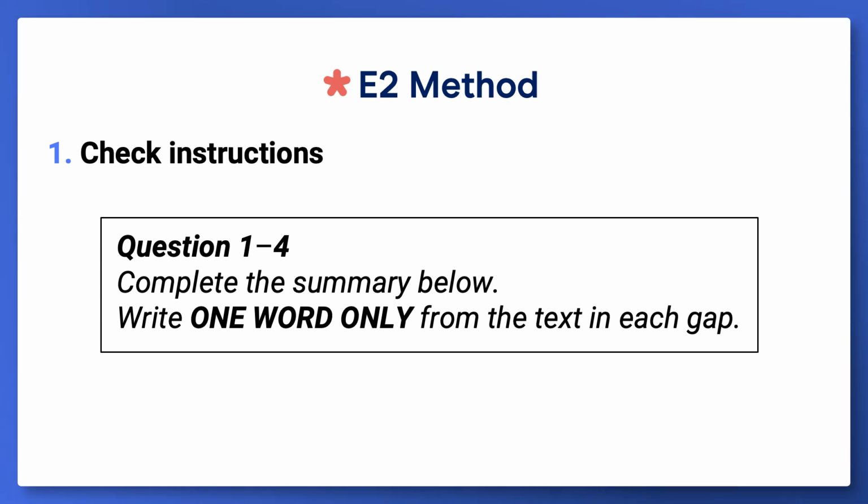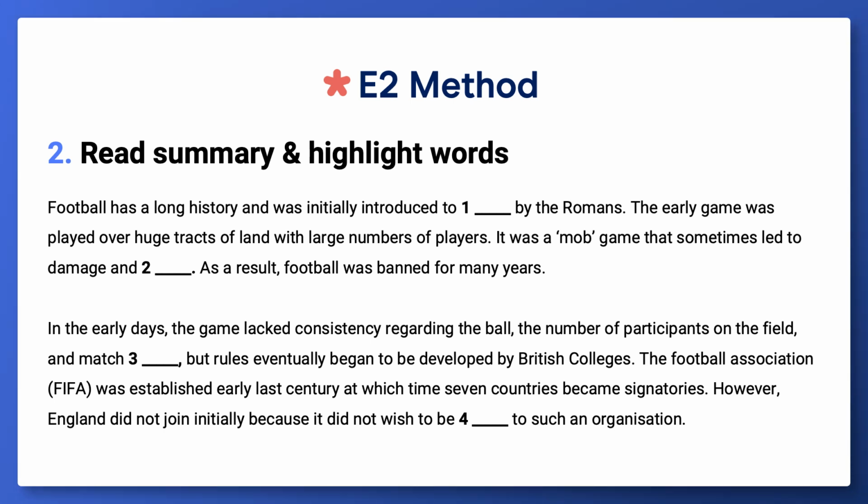In Step 1, we need to check the instructions. Remember to take note of how many words you can write, where the words should come from, and where we need to put our answers. The second step is that we're going to read the whole summary and highlight keywords as we go, like this.